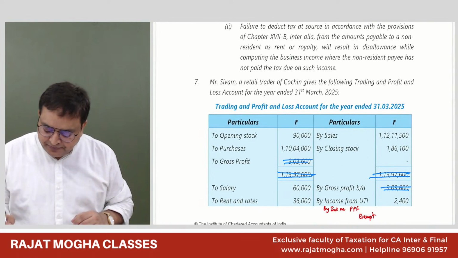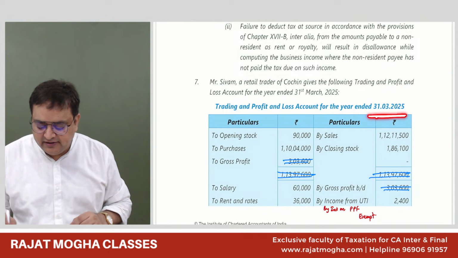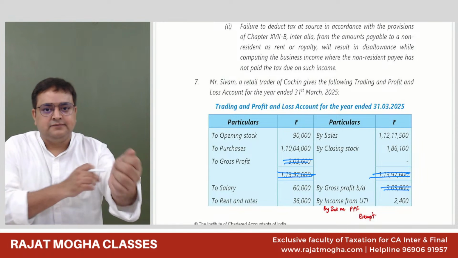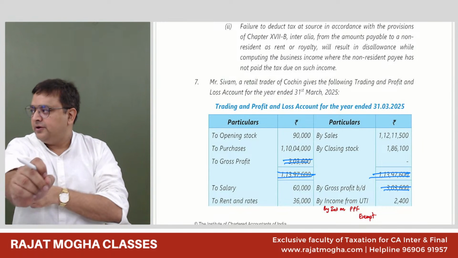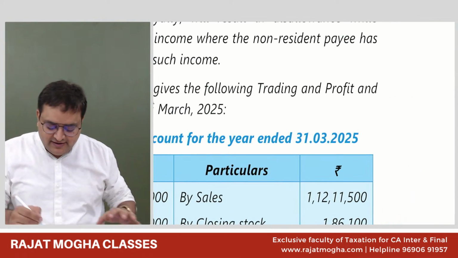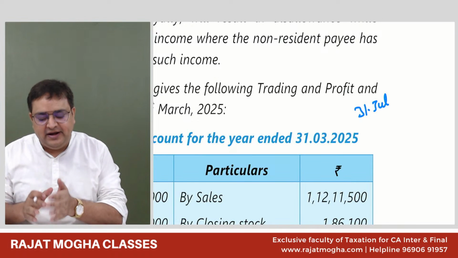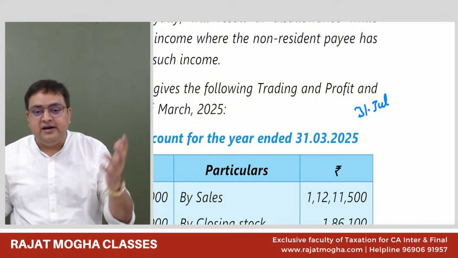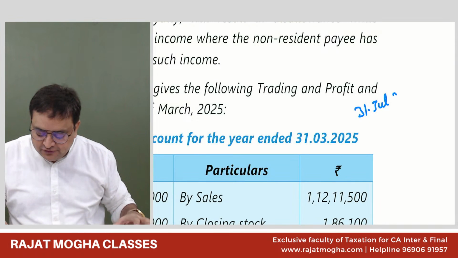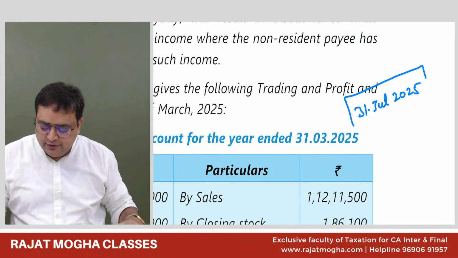Okay, tell me, this is the year ending 31st March 25. What would have been his due date? 31st July. I'm not only discussing this question, I'm discussing some other related sections also. I'm discussing my entire PGBP here. 31st July 2025 is the due date.